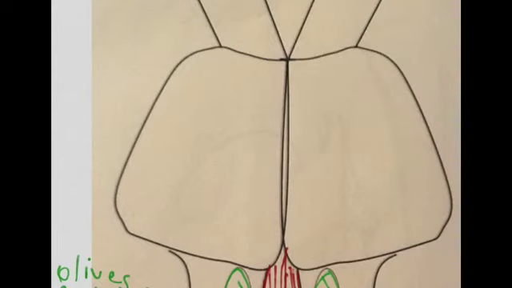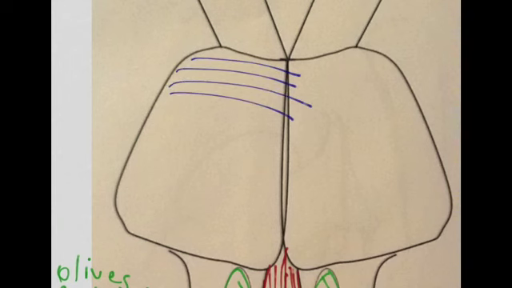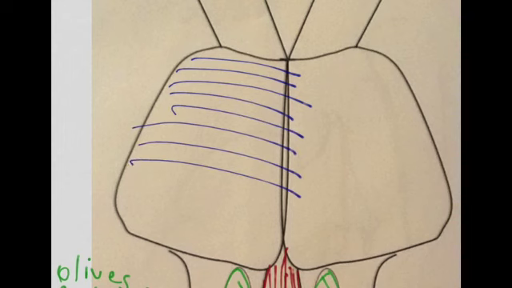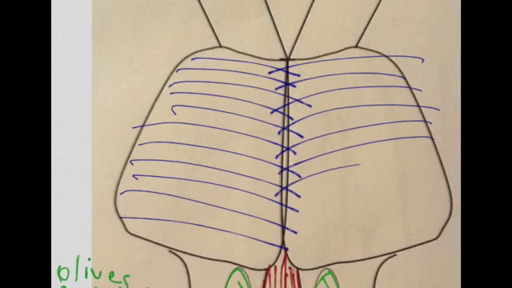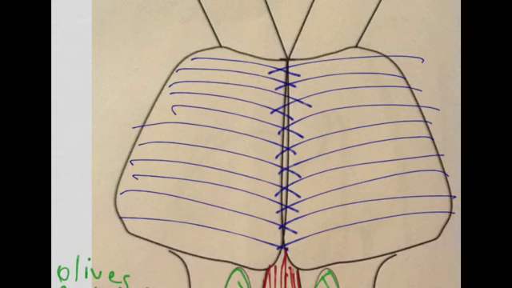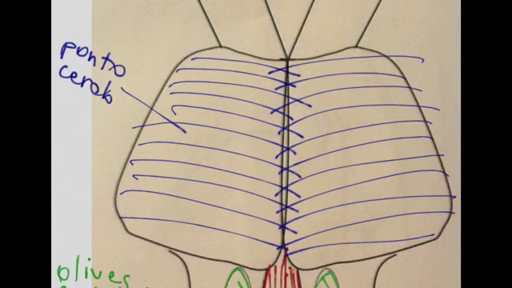Let's look at the pons, and remember, at this point we only discussed the fibers which are going in a horizontal direction. These are the pontocerebellar fibers, which are crossing the midline to reach the middle cerebellar peduncle to reach the cerebellum. So, pontocerebellar fibers.